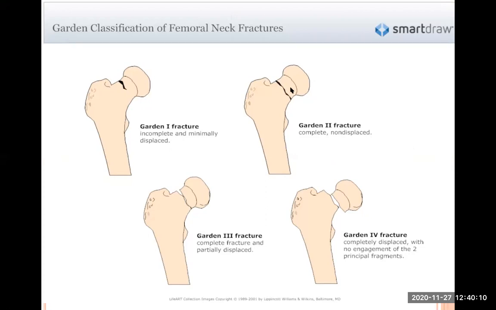Garden 3, see this? Complete fracture and partially displaced. And Garden 4, completely displaced fracture with no engagement of the two principal fragments. So this is displaced a bit inferiorly, and this has been pulled superiorly. So this is a clear-cut displacement and a complete fracture line. So this is Garden 4.